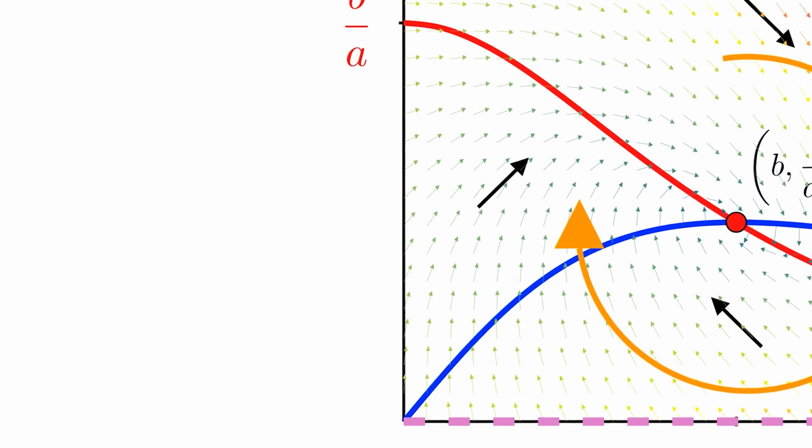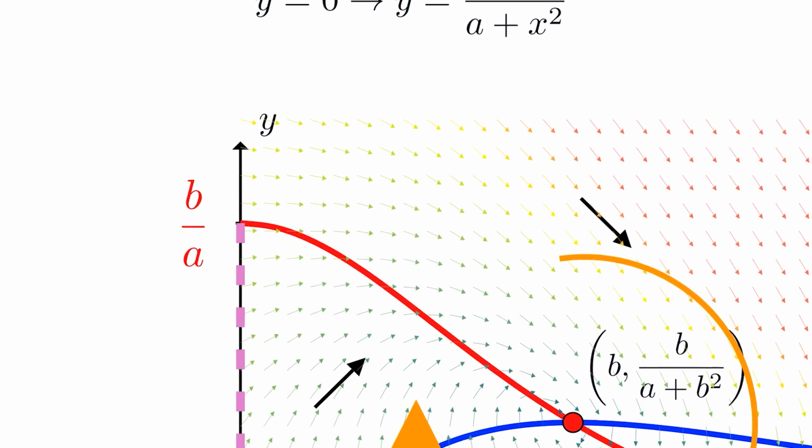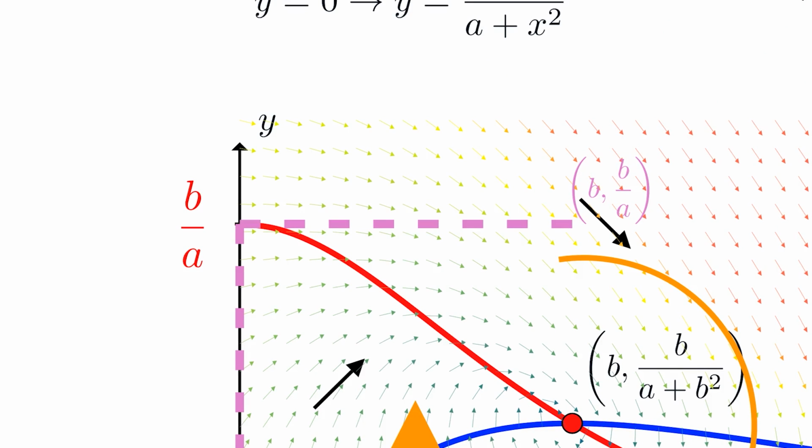Let's now define a straight line of height b over a, and let's look at what happens to the vertical flow at this point. If we look at the y dot equation, when y is equal to b over a, b minus ay is equal to 0. And as long as x is positive, then the flow is negative. So everywhere along here, the flow is negative.